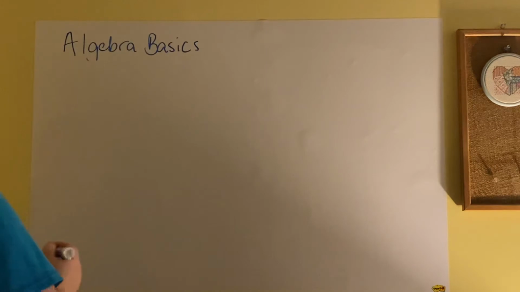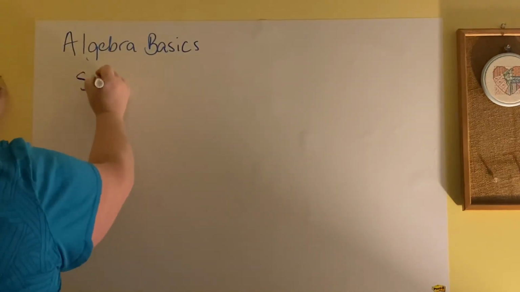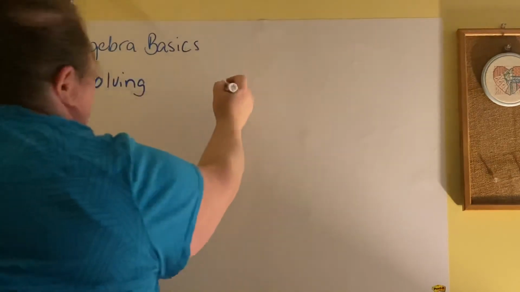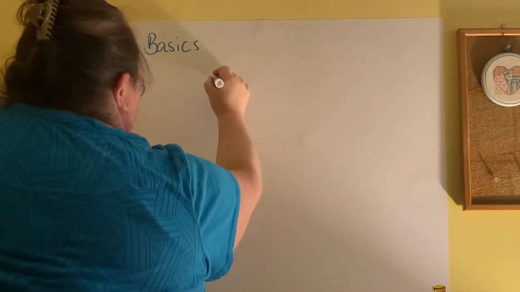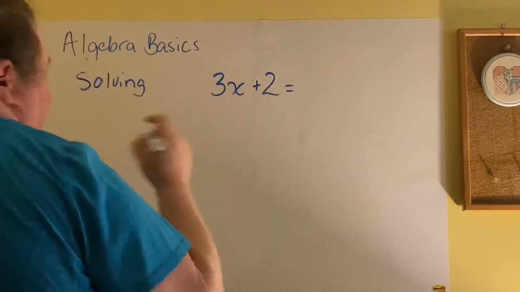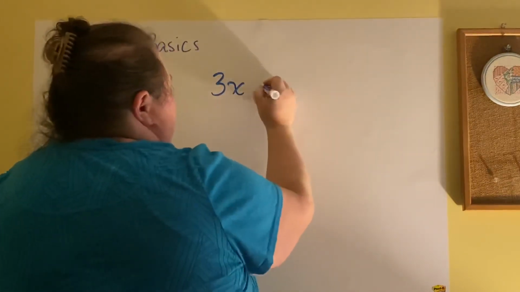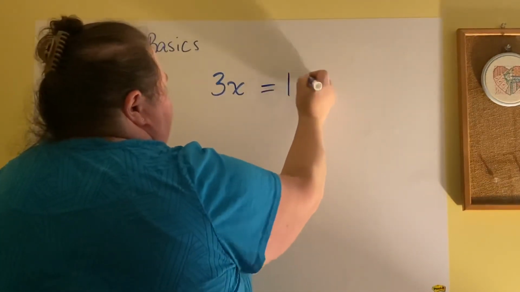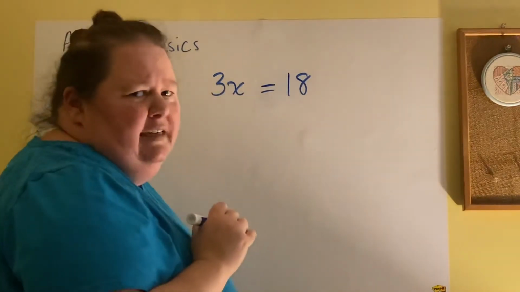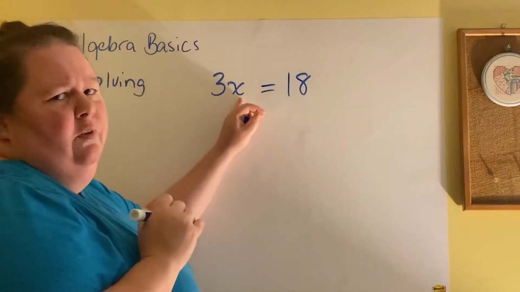If I look at solving, that's where I'm given 3x plus 2 equals, well, you know what? I'm even going to make it simpler than that. I'm going to make it a one step. So this is 18. So 3x equals 18. So solving is where I'm finding the value of x.